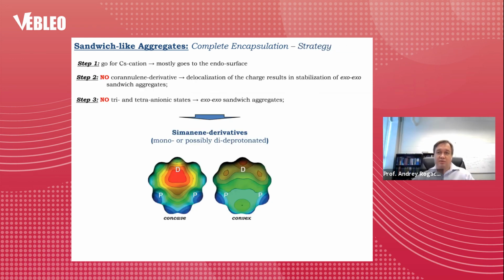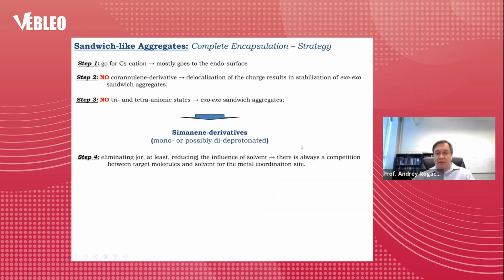Okay, that's the strategy we developed. We proposed a couple of steps. Step number one is to go for cesium cations, because at least we know that it goes to the endo surface. Step two is no corannulene derivatives, because the localization of the charge results in stabilization of exo-exo sandwich-like aggregates, right? And of course, no tri- or tetra-anionic species, because they form exo-exo sandwich-like aggregates. So probably the best solution would be sumanene derivatives, mono-anionic or possibly protonated. And of course, we need to eliminate the influence of the solvent, because there is always a competition between target molecules and solvent for the metal coordination site.